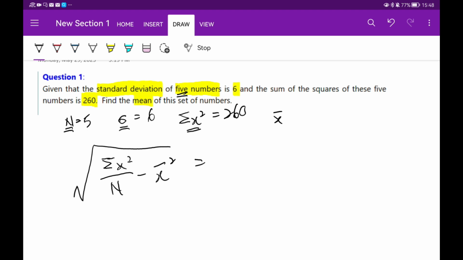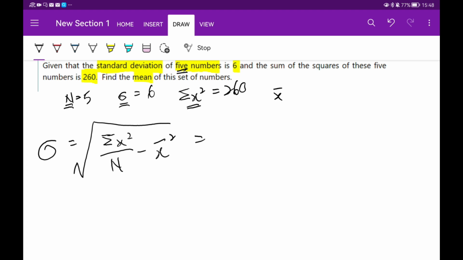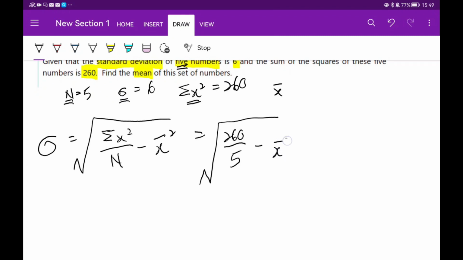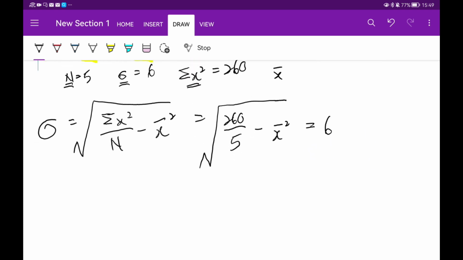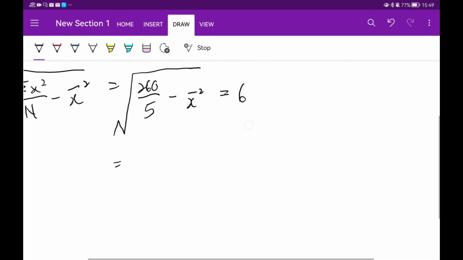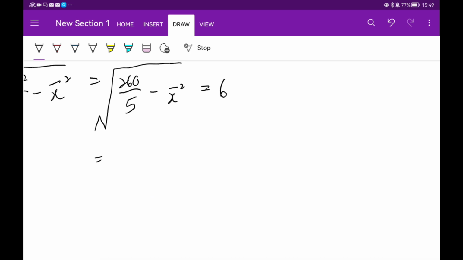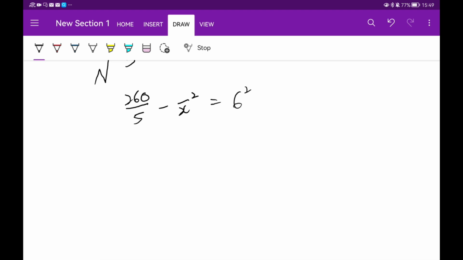So we just substitute into this formula. Square root of sum of x squared, 260, divided by n, which is 5, minus mean squared. We don't have the mean yet, so we just use this value, and the standard deviation is 6. So we square both sides: 260 divided by 5 minus mean square equals 6 squared, which is 36.